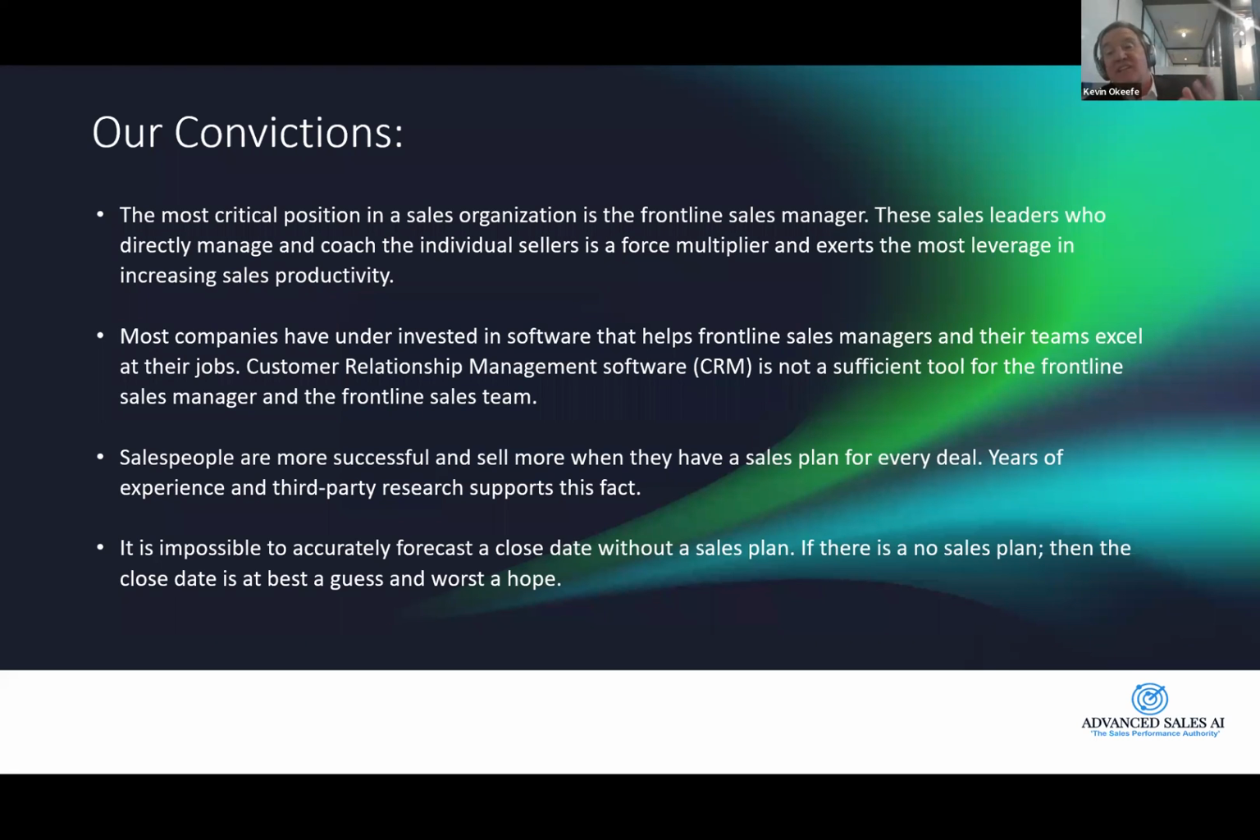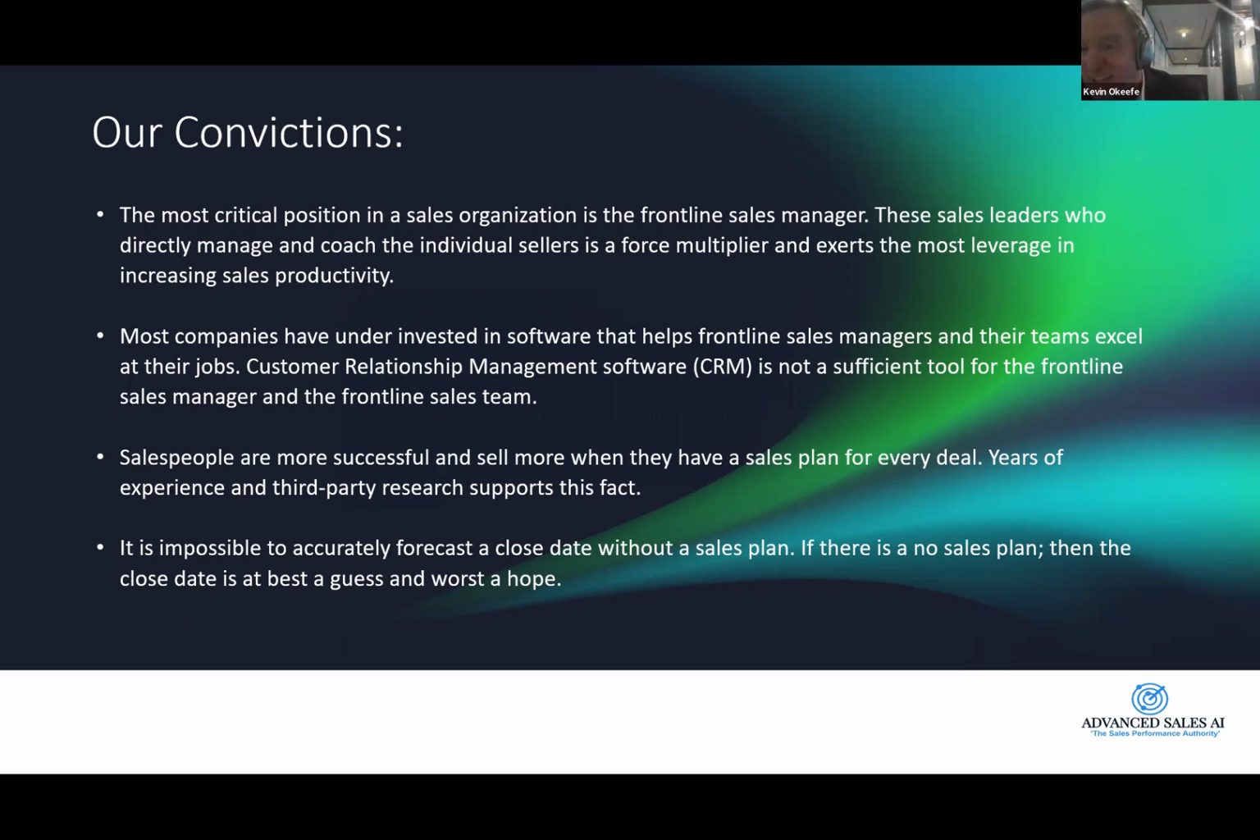And so, when you get past that, my third conviction is all salespeople will be more successful if they have a sales plan. And there's a lot of research around that. There's some research in the Harvard Business Review that says sellers and sales organizations that have a formal sales plan sell 28% more. So why wouldn't you do it? But our view has been, there's not a tool out there that allows you to enforce that and extend that discipline out to the seller. So that's kind of a core concept for us. If you have a sales plan, you're going to sell more.